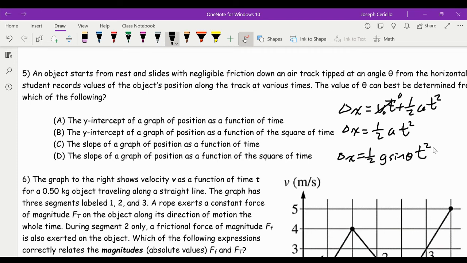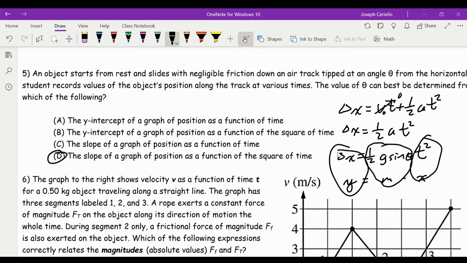So it's asked, how can we find theta? We need to find the slope of the position as a function of the square of time, or time squared. I don't really like the wording there. Why is that? Because we have y equals m times x. If this is on my x-axis, and this is my slope, there's my y-axis, we can use that slope to find theta. It won't directly give us theta, but we can use it to find theta.